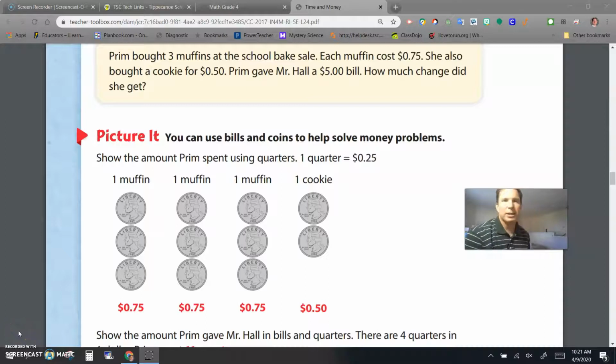Okay, we're now doing lesson 24, day 3. We are on page 280 in your MIB. Our problem says Prim bought 3 muffins at the school bake sale. Each muffin cost 75 cents. She also bought a cookie for 50. Prim gave Mr. Hall a $5 bill. How much change did she get?